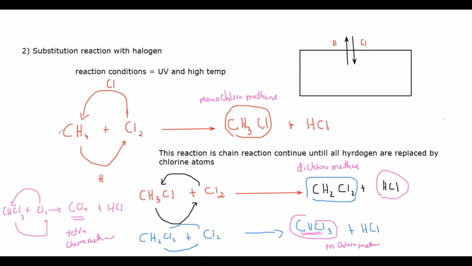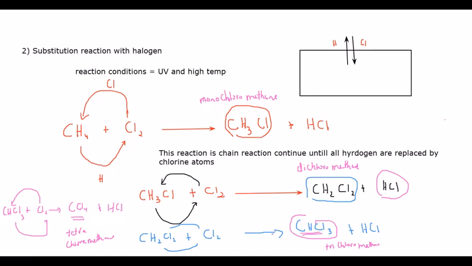So first you started with methane. When one chlorine takes the position of hydrogen, it becomes monochloromethane. When two chlorine atoms replace the hydrogen, it becomes dichloromethane. When 3 chlorine atoms displace the hydrogen, we call it trichloromethane. And when 4 chlorine replace the hydrogen, we call that tetrachloromethane. This reaction is a chain reaction. It will continue until all of the hydrogen present in the hydrocarbon are replaced by chlorine.